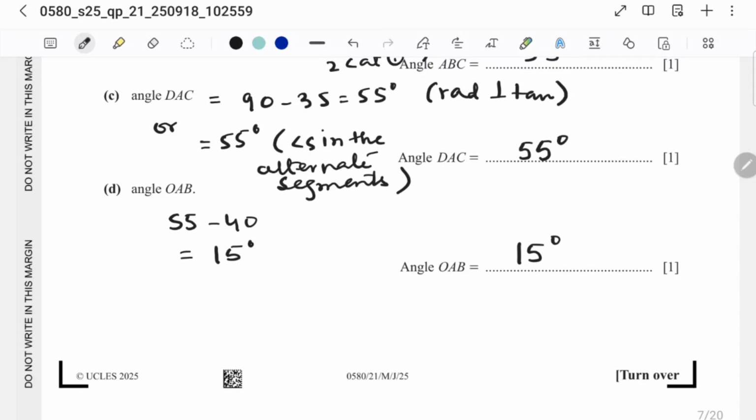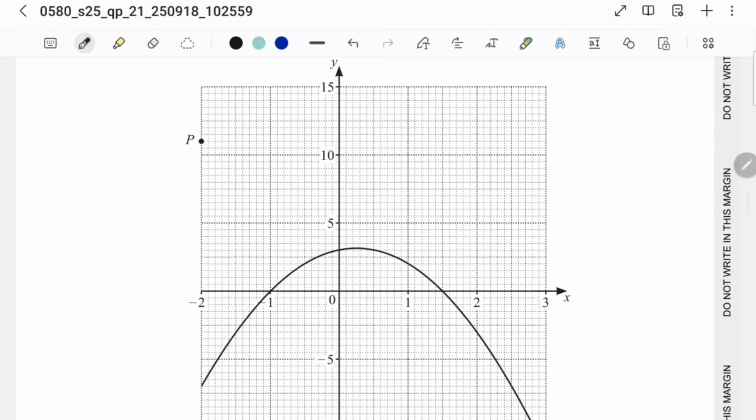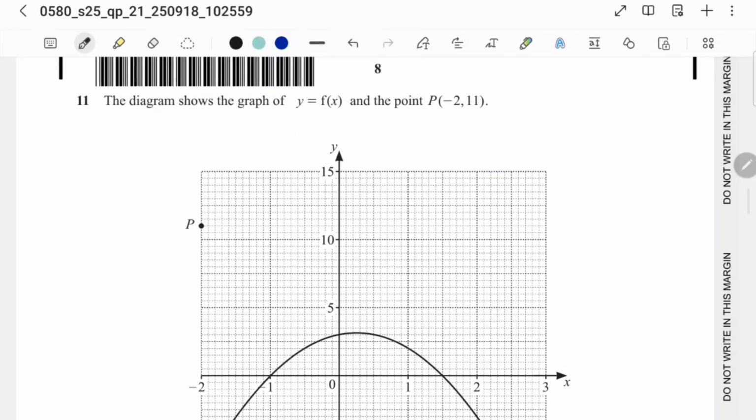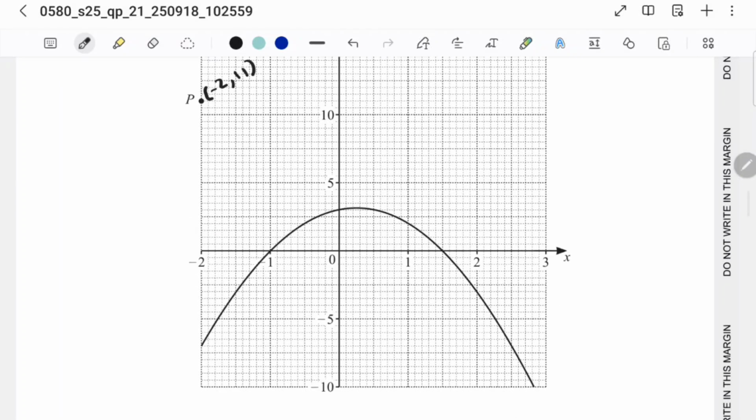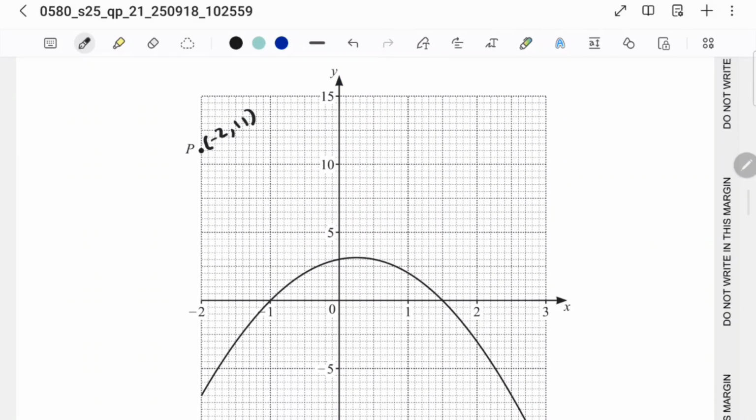I hope you understood. Question number 11. In question number 11, you can see the diagram shows the graph of y equals f(x), and P is the point (-2, 11). Now they are asking us: the tangent from P touches the graph y equals f(x) at the point (a, b). The values of a and b are integers, and you have to draw the tangent and find the values of a and b. It means we take a ruler and join this P with your graph.